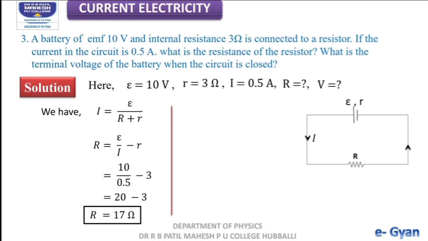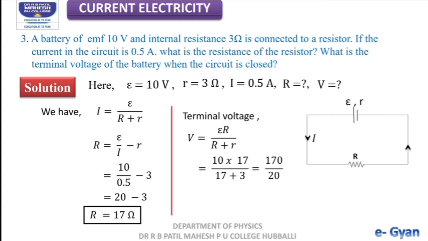Next, terminal voltage or terminal potential difference across the battery is given by V equal to E into R divided by R plus small r. Now substituting the values, we get 10 into 17 divided by 17 plus 3 is equal to 170 divided by 20. Okay, after simplifying this, we get the value of V equal to 8.5 volt. The terminal voltage of the battery is 8.5 volt.